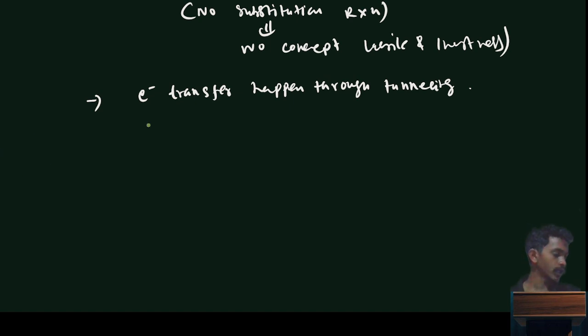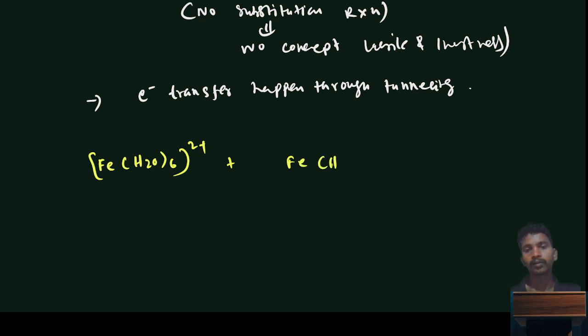Let's say we have the complexes given: P H2O6 2+ and P H2O6 3+. Then I will look at the reductants and oxidants. Here we will not use the labile and inert concept. So this is with +2 charge and this is with +3 charge.